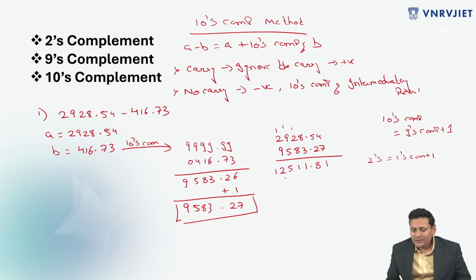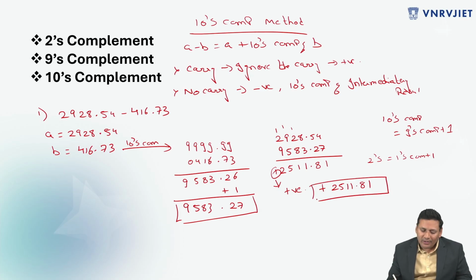12511.81. If you observe, is there any carry or not? Yes, there is a carry. This one is my carry. Whenever there is a carry, it indicates that the number is positive and we have to ignore that carry. So what will be my final answer? The final answer will be plus 2511.81.